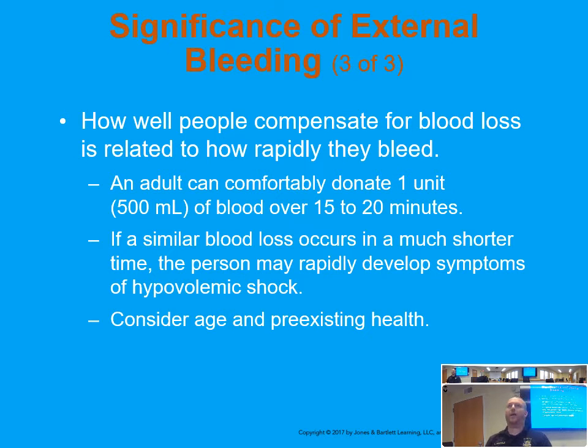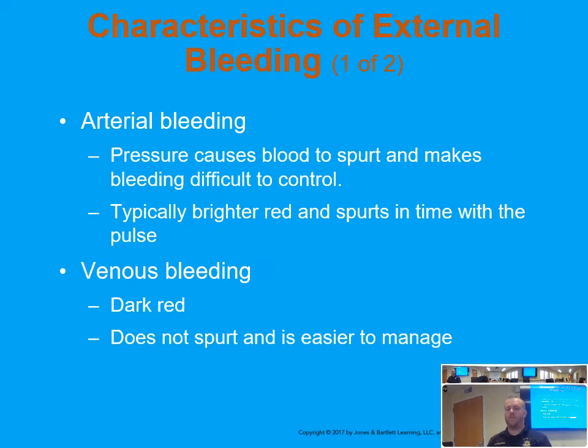How well people compensate for blood loss is related to how rapidly they bleed. An adult comfortably can donate 1 unit or 500 milliliters of blood over 15 to 20 minutes. If a similar blood loss occurs in a much shorter time, the person may rapidly develop symptoms of hypovolemic shock. One of our types of shock, remember shock means hypoperfusion to tissues or hypoperfusion in general. Consider the age and the pre-existing health conditions of the patient.